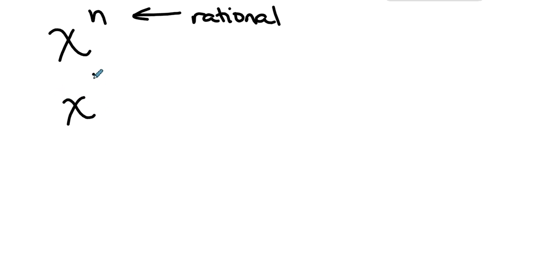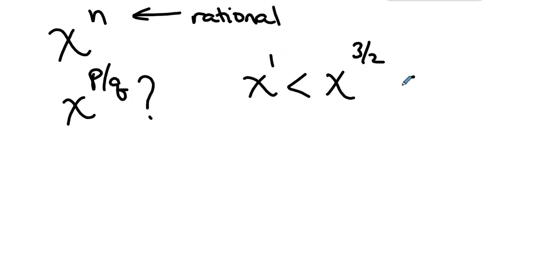So now we start asking questions like, what's x to the n if n is a rational number? So really, we're asking about x to the p over q. What does that mean? Well, we have a couple of things that we want to guide our discussion here. So take x to the 3 halves. We kind of want to make sure that x to the 3 halves is between x to the 1 and x to the 2, right? So we kind of want to make sure of that.